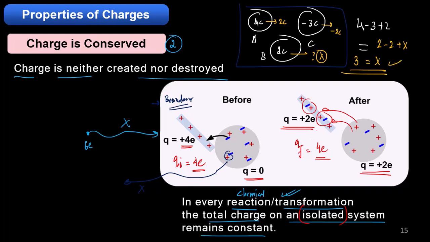So what you can consider is that for this isolated system only, the total charge that was there initially remains the same in the final state also. Okay. So this is the conservation of charge.